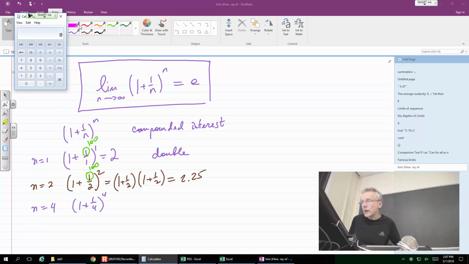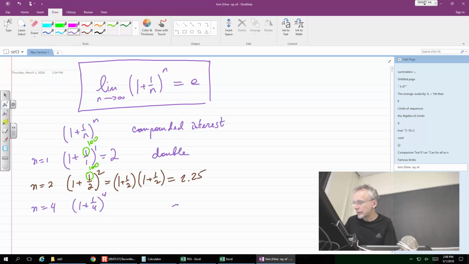Calculator. So what is it? 1.25 multiplied by itself 4 times. 2, 3, 4. Okay, so it's approximately, what is it? 2.44. Okay, so you're not getting 100%, you're getting 144%. And then on and on.